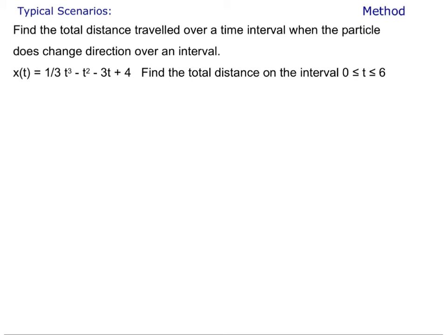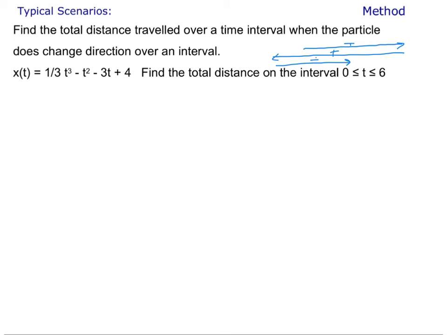So here's another typical one. We're going to find the total distance traveled over a time interval when the particle does change direction over an interval. Okay, so what are we talking about? Well, basically what we're saying is we want to know what is happening when the particle moves. So say the particle moves here, and then it changes direction and it moves here, and then it changes direction again and moves back to here. Well, we want to add up all of these directions so that we get a complete total for the amount of distance traveled.